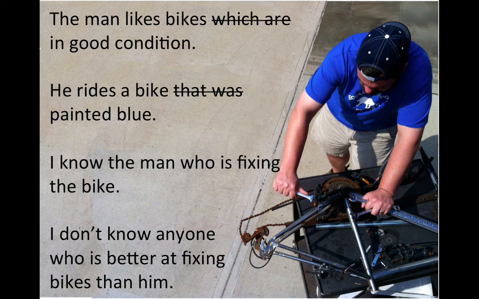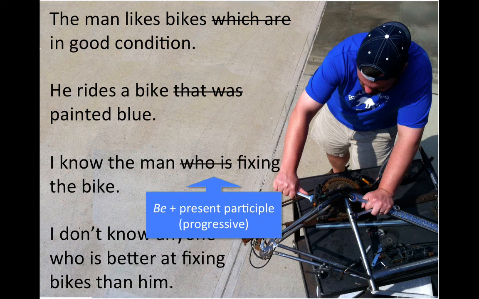Another example, I know the man who is fixing the bike. In this case, the relative pronoun is again the subject in front of the be verb, be auxiliary verb, which is in front of the present participle. Be plus the present participle is progressive, is fixing. In this case, again, the relative pronoun and the be verb can be deleted, leaving you with the sentence, I know the man fixing the bike.